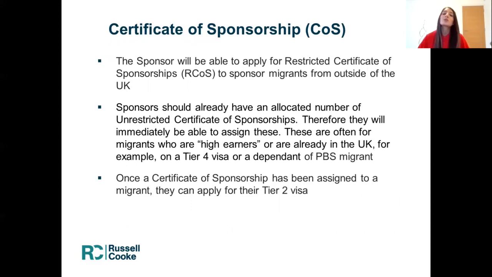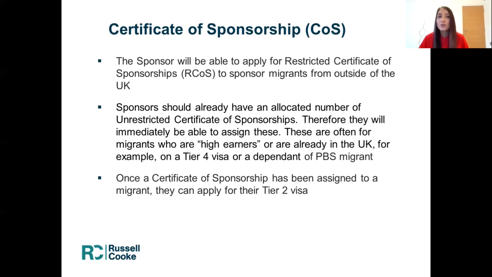So a certificate of sponsorship, you can either have an unrestricted certificate of sponsorship or a restricted certificate of sponsorship. You have to apply for a restricted certificate of sponsorship in order to sponsor migrants from outside of the UK. As mentioned previously, with unrestricted certificates of sponsorship, you will already have an allocated number. Therefore, you can simply go ahead and assign these.